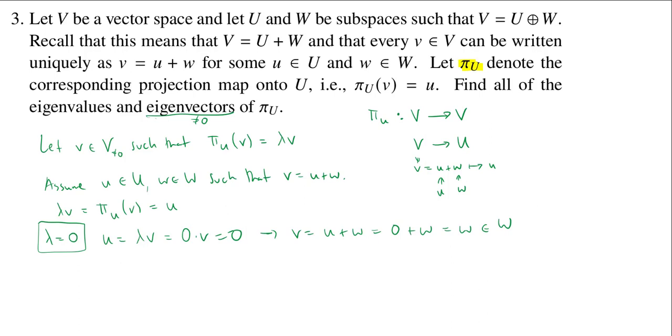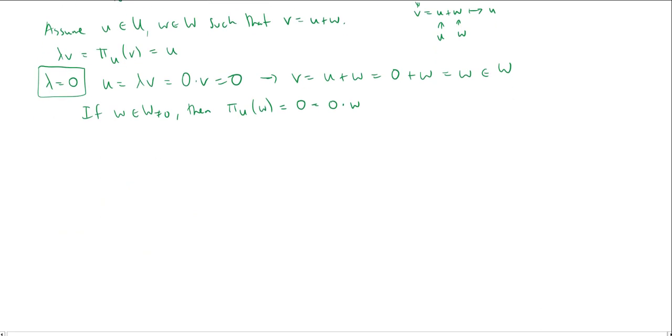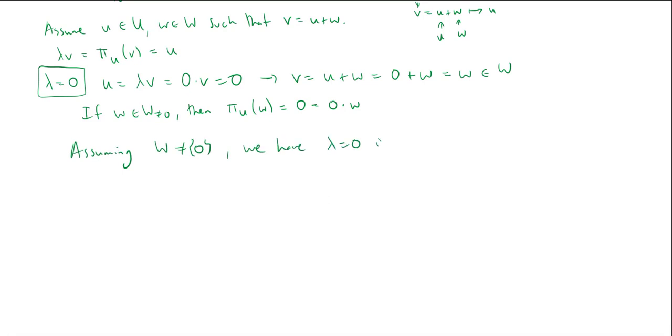Okay. So if I take some non-zero element of W, so if little w is an element of W but non-zero, then pi U applied to w is going to equal 0, because there is no u component to it. You just have the w component to it. That's where the uniqueness of this representation is very important. And of course this is equal to 0 times w. So in fact, lambda equals 0 is going to be an eigenvalue, provided that W is not the zero vector space. So assuming W itself is not the zero vector space, we have lambda equals 0 is an eigenvalue.